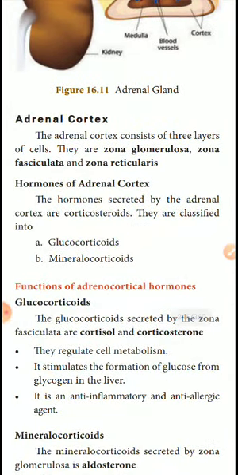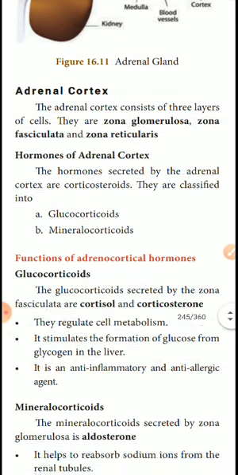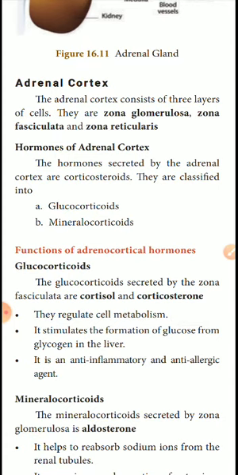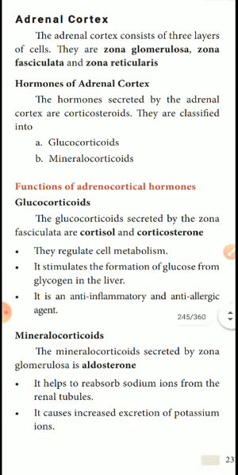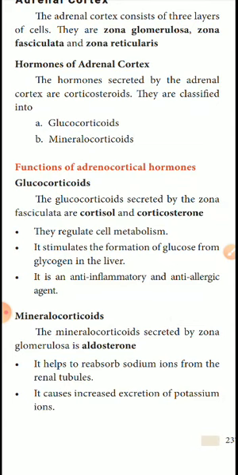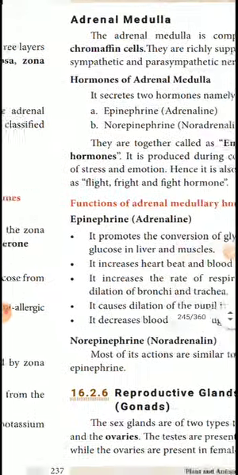There are 3 layers in the adrenal cortex: zona glomerulosa, zona fasciculata, zona reticularis. The adrenal cortex secretes hormones called corticosteroids. They are classified into glucocorticoids and mineralocorticoids. Glucocorticoids regulate cell metabolism and stimulate the formation of glucose from glycogen in the liver. They are anti-inflammatory and anti-allergic agents. Next, mineralocorticoids are secreted by the zona glomerulosa, for example aldosterone. It helps to reabsorb sodium ions from the renal tubules and causes excretion of potassium ions.